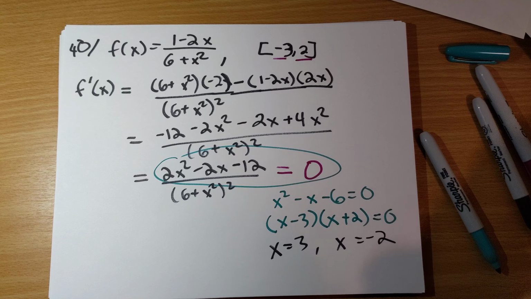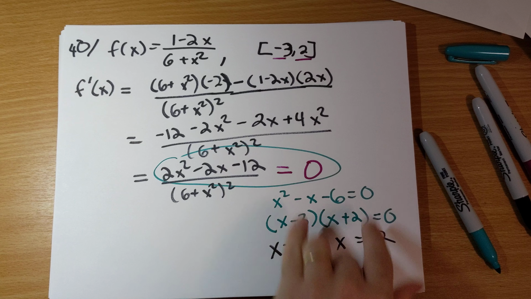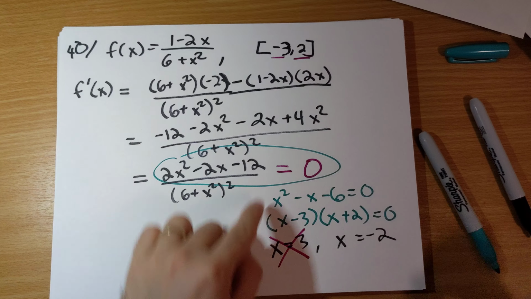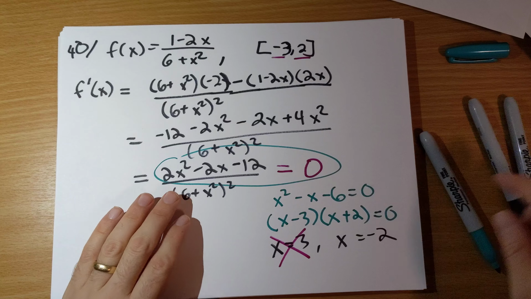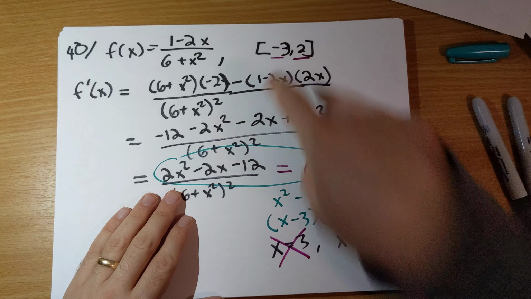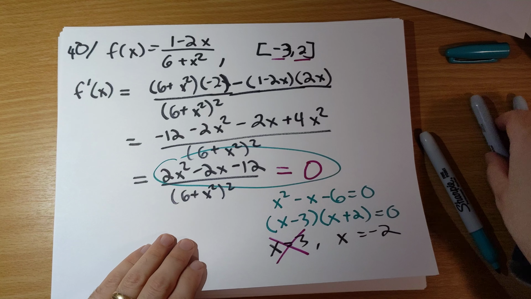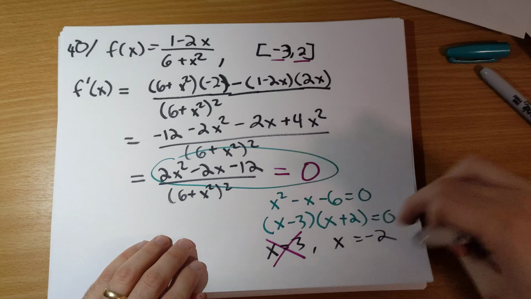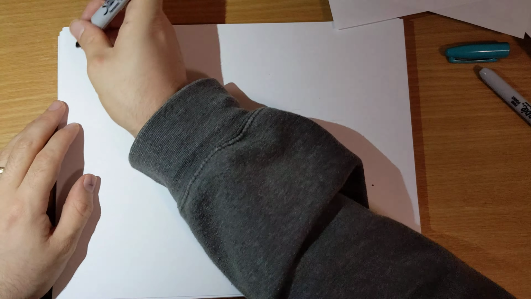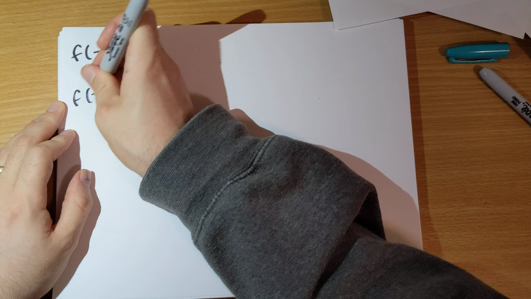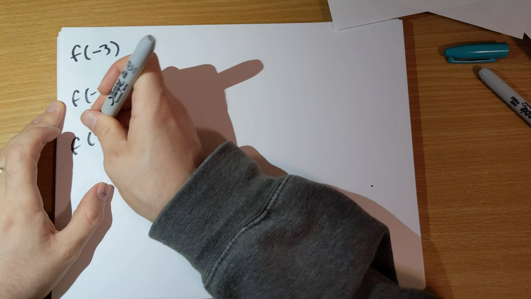So it might look like we have 2 more points to check here in addition to the endpoints, but realize that x is equal to 3 falls outside of the interval -3 to 2. But x equal to -2 is inside of this interval. So we have 3 x values to check: -3, 2, and -2. So we know we need f of -3, f of -2, and f of 2.